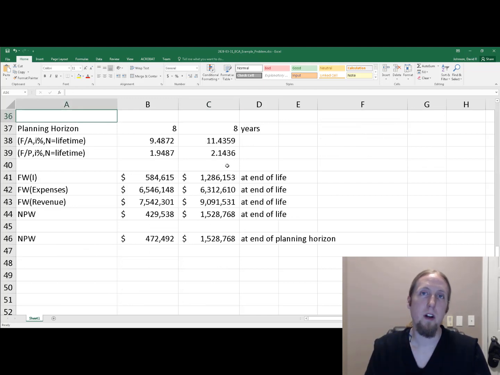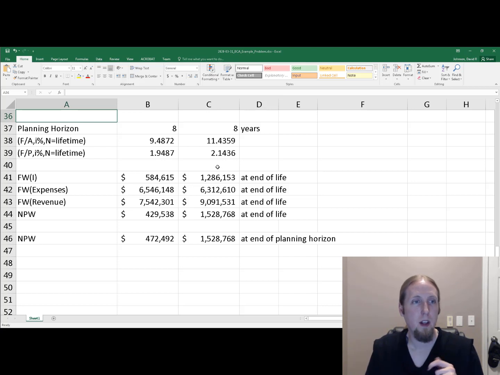Next, we're asked whether or not we would choose the same device if we use an 8-year planning horizon instead of 5. The difference here is that now the planning horizon is longer than the useful lifetime of one of our devices. If that's the case, remember that what we do is calculate the future worth of the net profit associated with the project at the end of its useful lifetime, and then we make the assumption that that net profit is reinvested and has a return equal to the hurdle rate for whatever remaining time is between the end of the useful life and the end of the planning horizon.